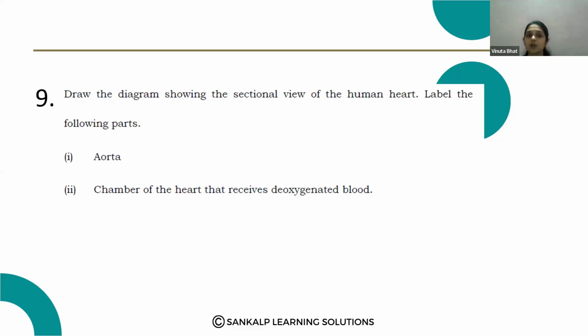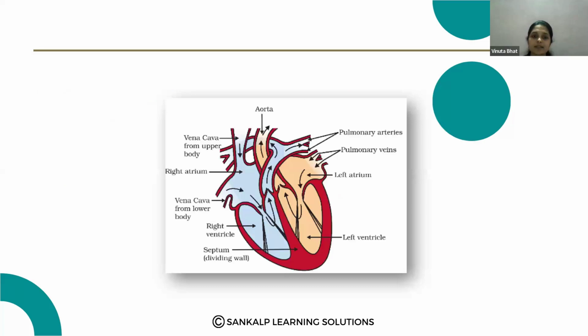Next question. Draw the diagram showing the sectional view of the human heart and label the following parts, that is aorta and the chamber of the heart that receives the deoxygenated blood. Which chamber of the heart receives the deoxygenated blood? That is the right atrium that receives the deoxygenated blood. So this diagram you have to practice. Okay.